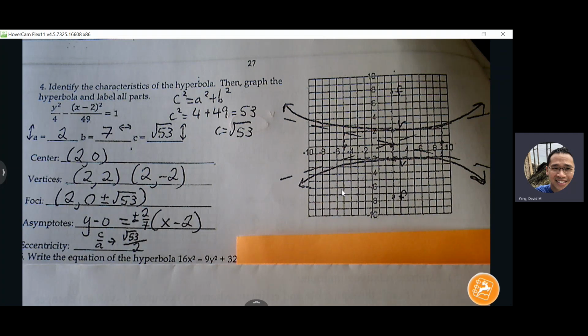From those 4 points, you're going to create a rectangular box, and then you're going to go from corner to corner, create an X that will act as your asymptote lines. And then also a different equation for our c squared, right? C squared is not a squared minus b squared. C squared is a squared plus b squared. And your foci will always be outside of your arcs. Okay, it'll always be the furthest point away from the center in your graph.